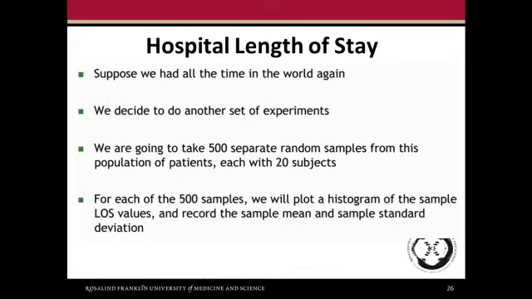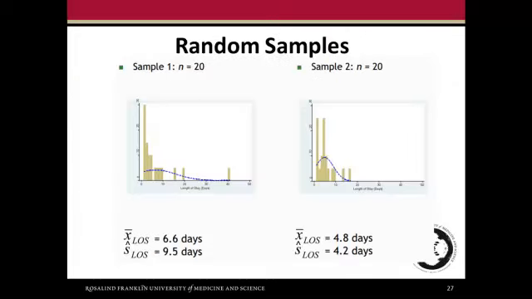So, a similar type of experiment. We have lots of time on our hands, so we're going to take 500 separate random samples of the population of patients. Each one is going to have 20 individuals in it. And we're going to plot the same information that we plotted previously. So these are data for 2 of the samples. Now we have 20 individuals in each of our samples, and our mean and standard deviation from these samples are listed below. And they look quite variable at this stage.